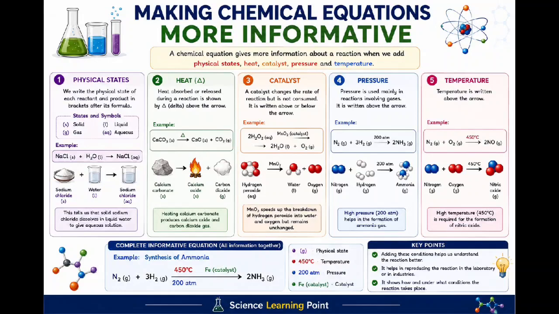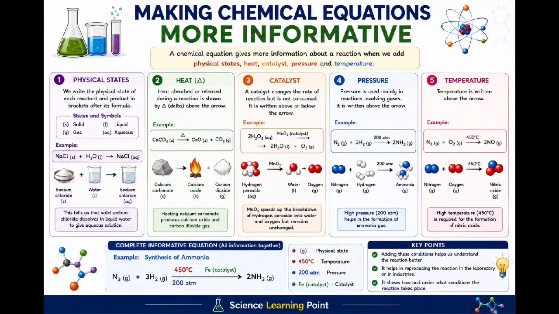Okay. Heat symbol, triangle. Sometimes heat is supplied during the reaction. We write the symbol of heat above the arrow. Catalyst. A catalyst speeds up a reaction without being consumed. We write the name of the catalyst above the arrow. Next is pressure. Some reactions occur only under high pressure. Pressure is also written above the reaction arrow. And next is temperature. Some reactions require a specific temperature. The required temperature is written above the arrow.